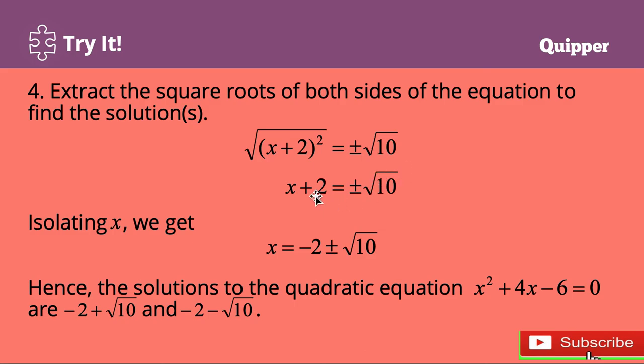And separating the variable term and the constant term, we have this positive 2 is a constant term. We must transpose it to the other side, and it becomes x is equal to negative 2 plus minus square root of 10. Hence, the solutions of the quadratic equation x squared plus 4x minus 6 is equal to 0 are negative 2 plus square root of 10 and negative 2 minus square root of 10.